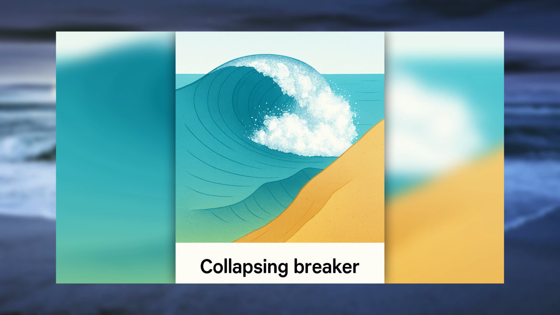Collapsing breakers are a combination of both plunging and surging waves. In these waves, the crest starts to form as if it is going to plunge, but it never fully turns into a tube. Instead, the lower part of the wave collapses and creates a burst of foam. This type of breaker usually occurs where the beach slope changes suddenly from gentle to steep, causing the wave shape to become unstable.